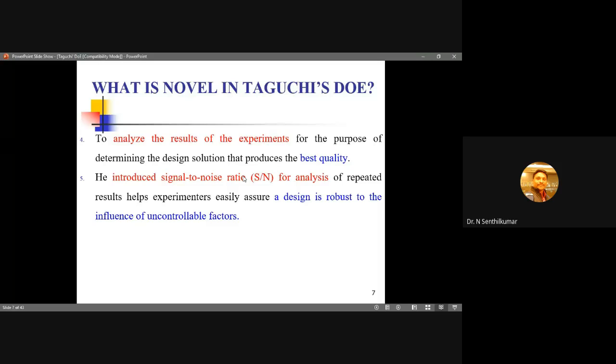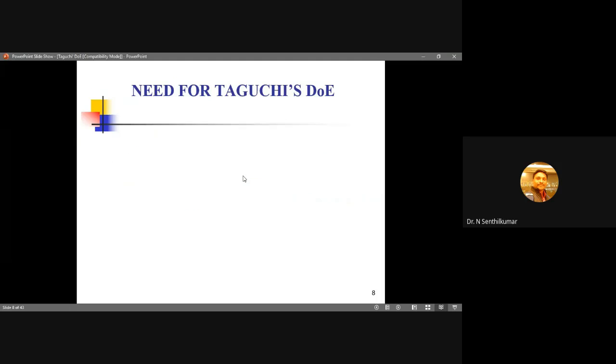So by using this signal to noise ratio, you are able to identify the uncontrollable factors. Some factors we call controllable factors, and some factors we call uncontrollable factors. While selecting the parameters for study, we should be very keen in selecting which factors are controllable and which are not controllable in nature. Then what is the need for Taguchi's DOE?